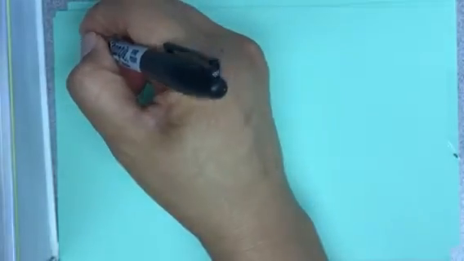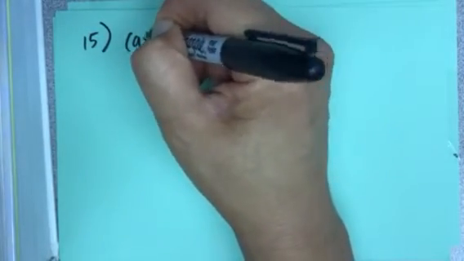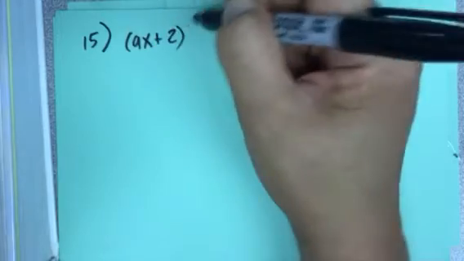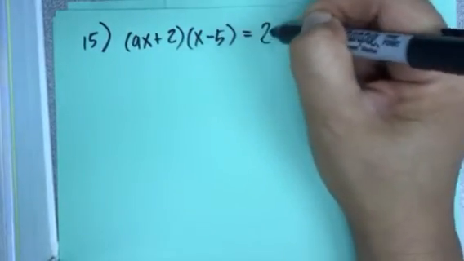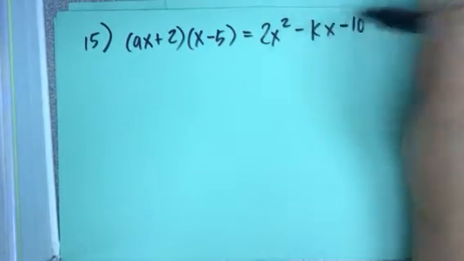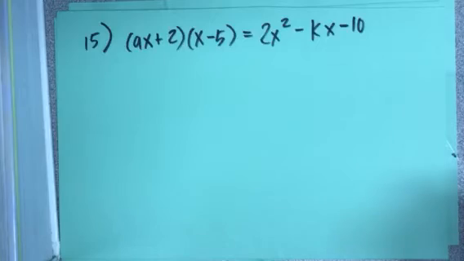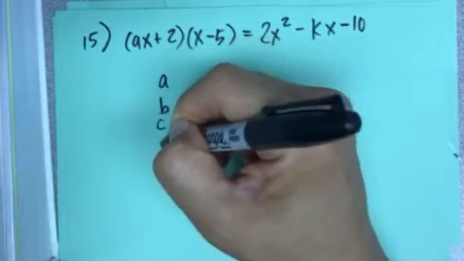Okay, I'm going to move on to number 15. Okay, so for number 15, this looks really confusing, and I know some of you are going to freak out when you see this, but you will see that it is not too bad. Okay, so here we go. Which of the following values for constants k and a will make the equation above true? So A, B, C, D.